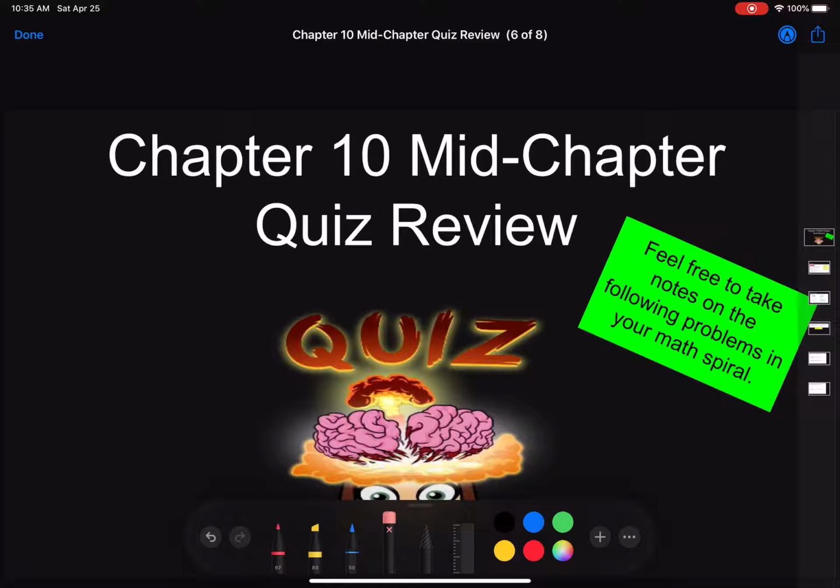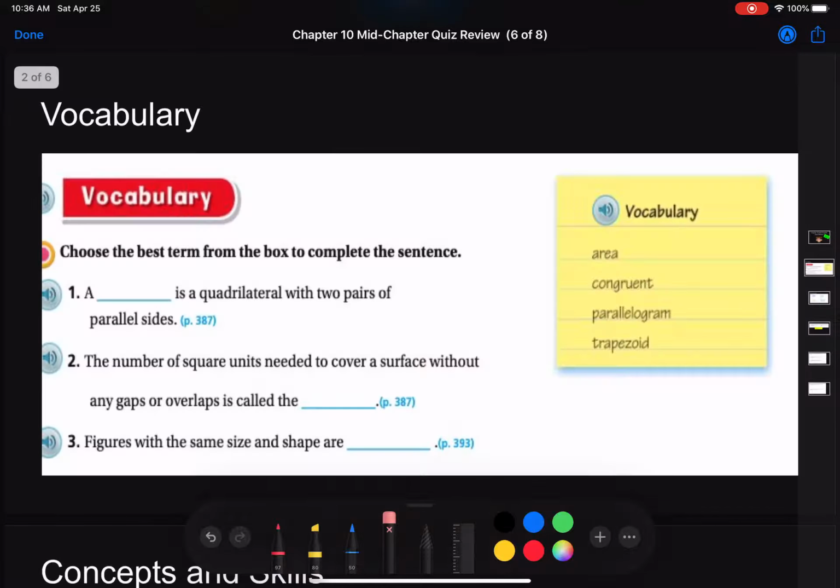Chapter 10 mid-chapter quiz review. Feel free to take notes here on these problems because you're going to do the quiz in Think Central, and so the problems will be very, very similar, especially the vocab coming up. These same vocab will be on the quiz.